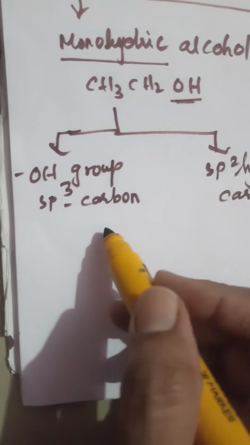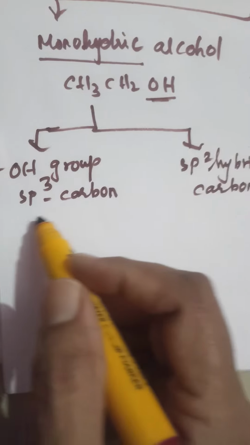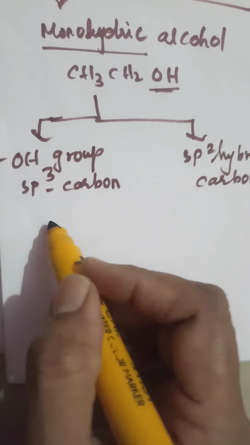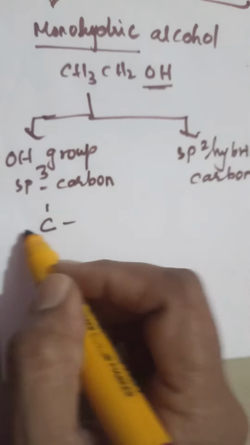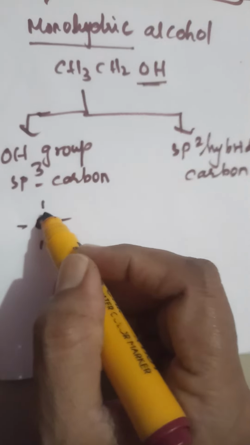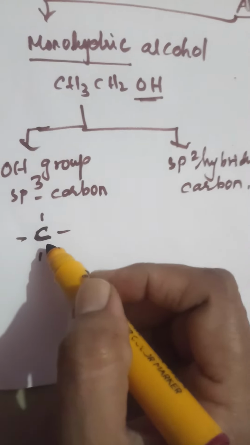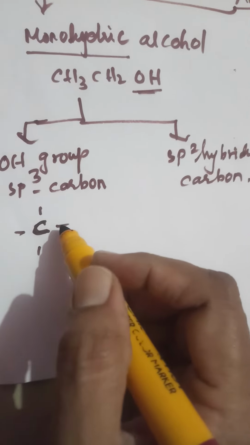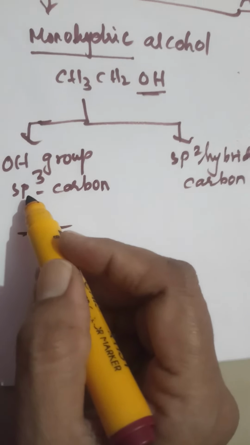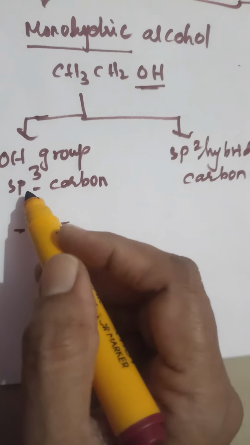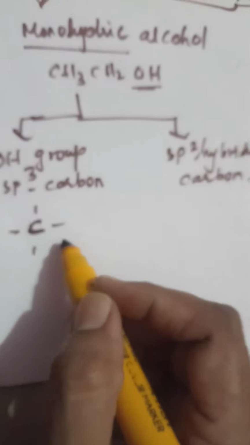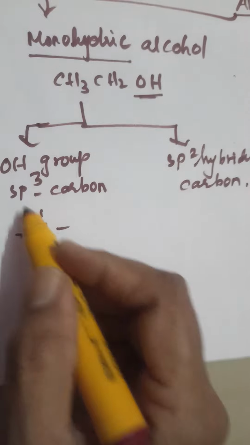Before going to this topic, we must know what is sp3 hybridization and what is sp2 hybridization. sp3 hybridization means the center carbon is bonded with other elements with single bonds. If the four bonds are single bonds, that carbon is in sp3 hybridization. That means one s orbital and three p orbitals are hybridized, or intermixed together, to form four sp3 hybridized orbitals. So that is known as OH group attached to sp3 carbon.